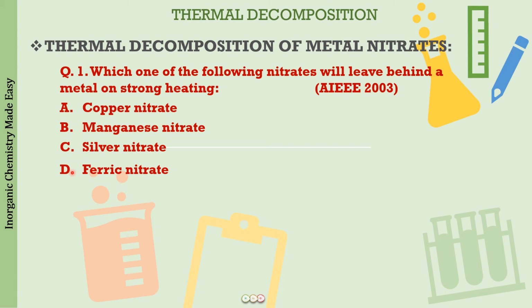So which is going to be a class 3 metal out of all these four? It is going to be silver. Silver and mercury, they are in class 3. So the answer is C, right? So silver nitrate on heating will give us silver, oxygen and NO2. Easy enough, I think, now.